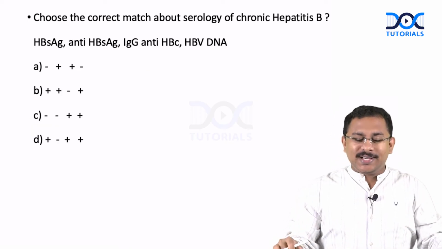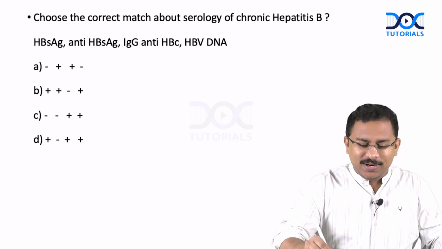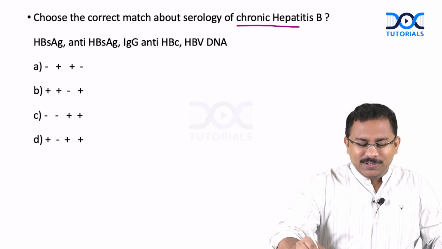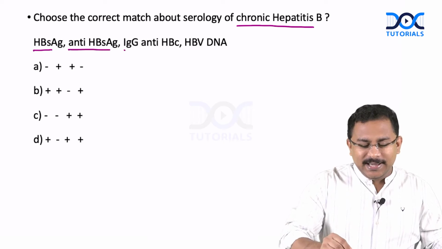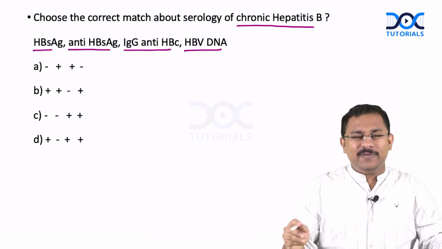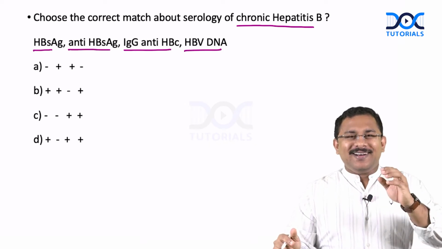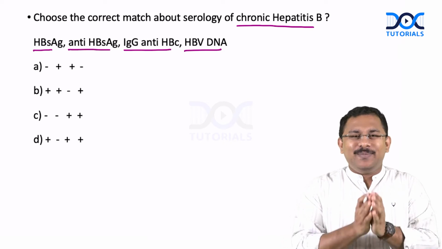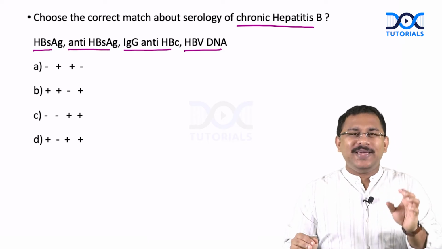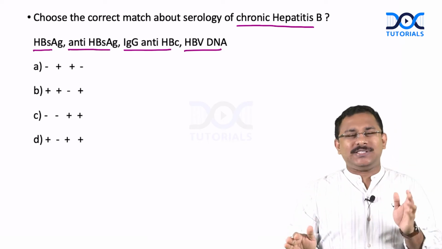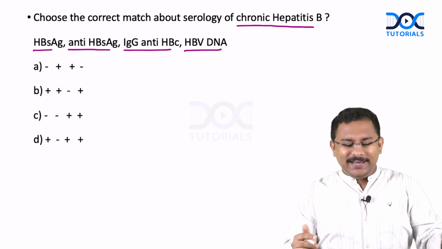Now the next question: choose the correct match about the serology of chronic hepatitis B. So the question is on chronic hepatitis B. They have given the various parameters like HBsAg, anti-HBsAg, IgG anti-HBc and HBV DNA. A very simple question here. So tell me children, for a patient to have chronic hepatitis B, HBsAg should be what? It should be positive.